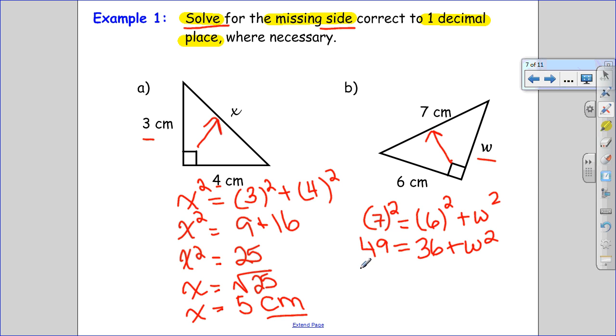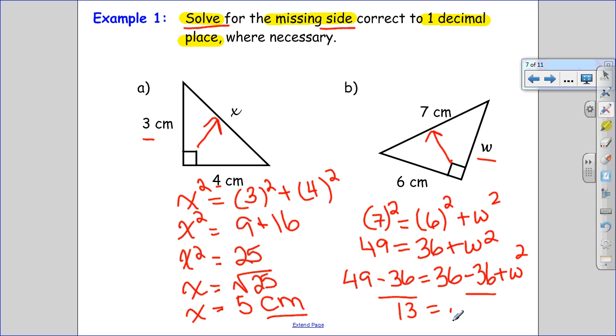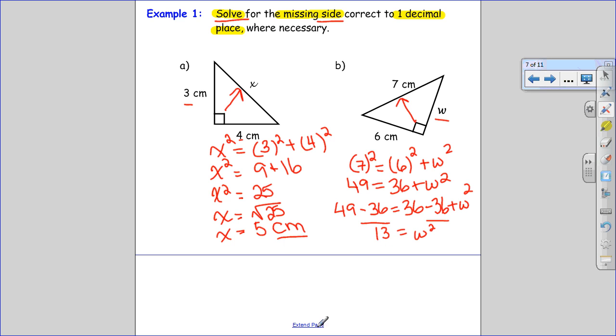And I need to subtract 36 from both sides in order to get W by itself. Remember, we needed to make 36 on the right side go away. And if I subtracted on the right to keep the equation balanced, I had to do the same thing on the left. So now I end up with 13 is W squared. And in order to solve that, I need to take the square root of both sides. So I'm left with root 13 on the left and W on the right.